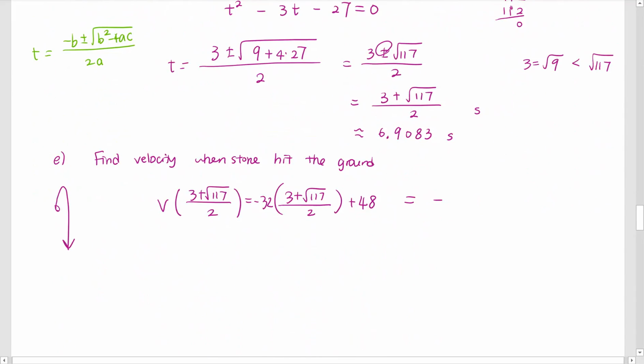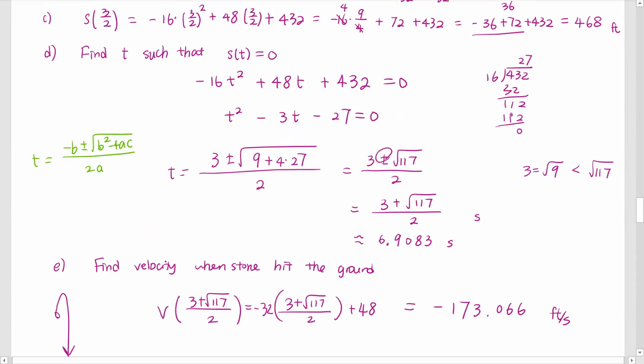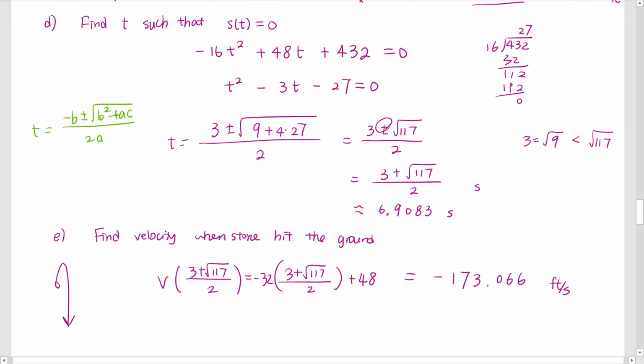So let's try again. Negative 32 times that number plus 48. I got approximately negative 173.066, and the unit is feet per second. And it's pointing down, that's why it's negative. And that finishes our problem. So far, so good, everybody? Okay, let's continue.